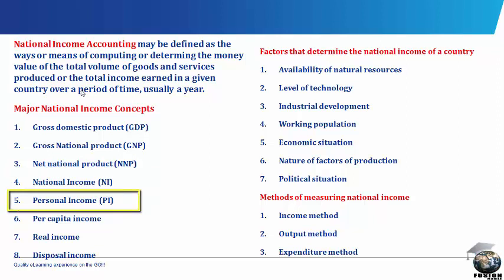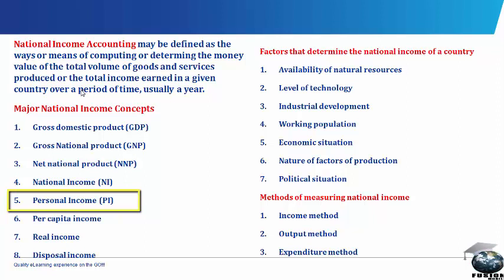Personal income. Personal income is the income or amount of money earned by individuals or households over a given period of time. It is calculated by adding to national income the incomes received by households but not earned, and subtracting incomes earned but not received.